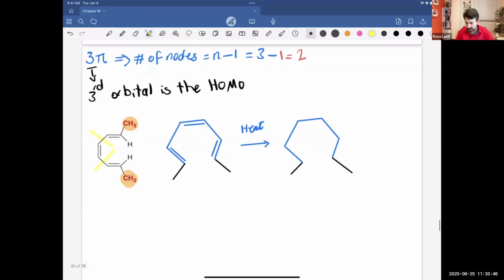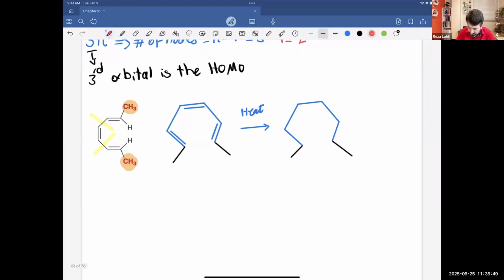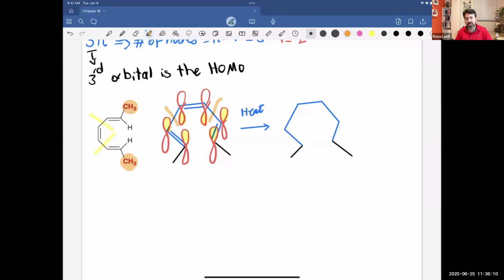Okay, now I know a node is going to change the phase. So how about this? Let's go with p orbitals. I'm going to show the p orbitals. And next step, I will give them signs: plus, plus, and then here, plus, plus, and that one will be up, plus, plus. And so as you see, I changed the phase whenever I hit the node.